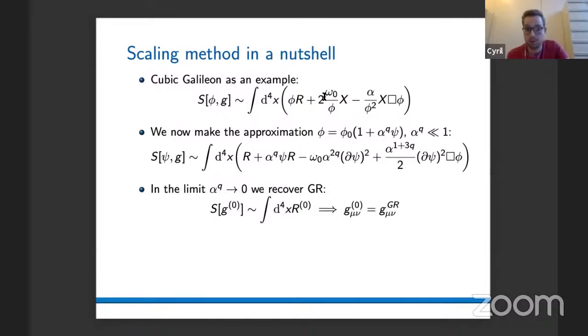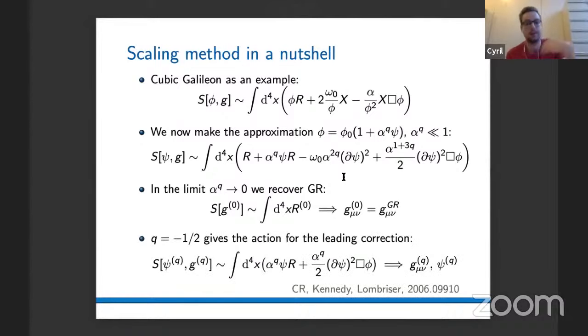And to find the equation of motion for this contribution psi and the extra contribution of the metric, we can take the next to leading order. For this, if we come back a minute above, we see that if we consider alpha to the power q to be a small parameter and we do an expansion around it, the leading contribution would be at the order alpha to the power q. And so this term is at the order alpha to the power q squared, so it's negligible compared to this one. And so we're left with those two terms.